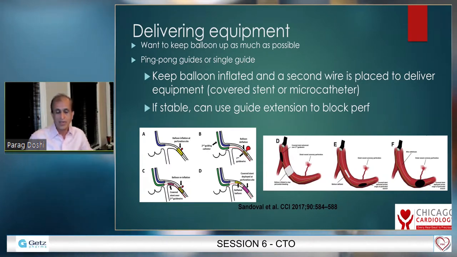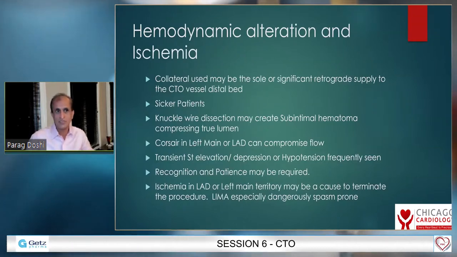The other complication that I've run into many times is hemodynamic alteration and ischemia. Where does it happen? You have to recognize. A collateral vessel may be the sole or significant retrograde supply to the CTO vessel. So when you're trying to go retrograde and you block the collateral, now suddenly the RCA CTO may give you inferior ischemia. These patients many times are sicker. They have a lower ejection fraction.